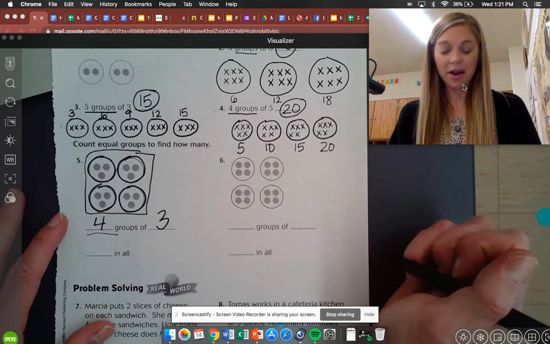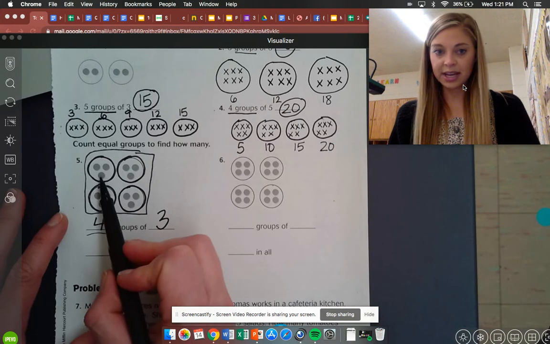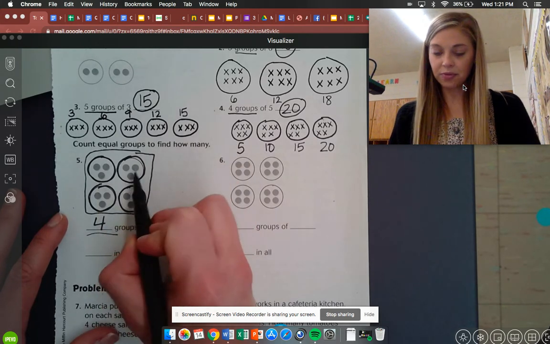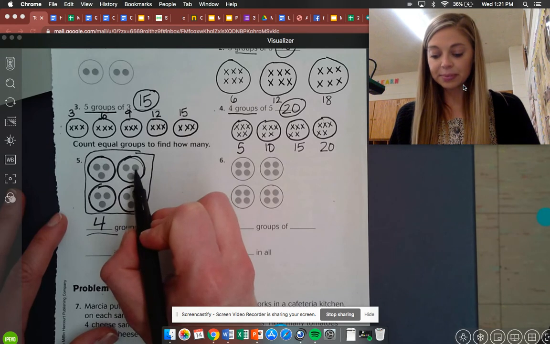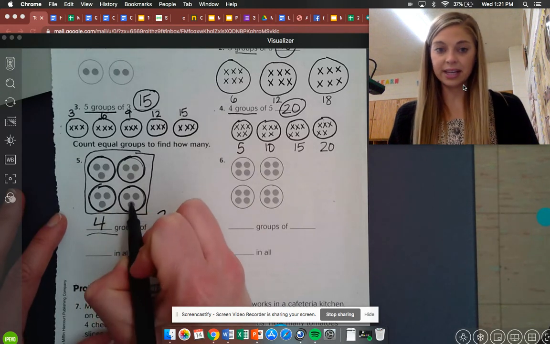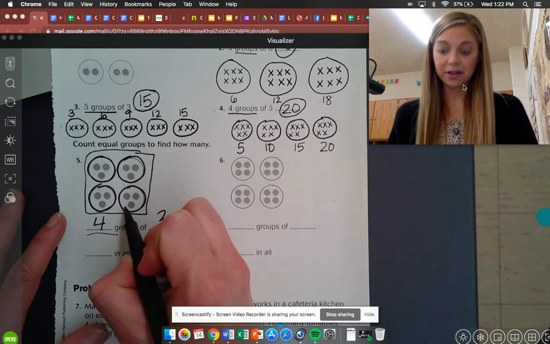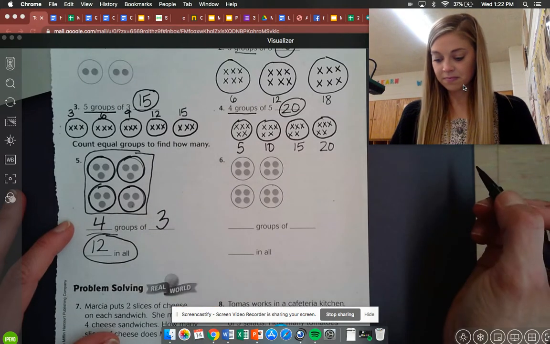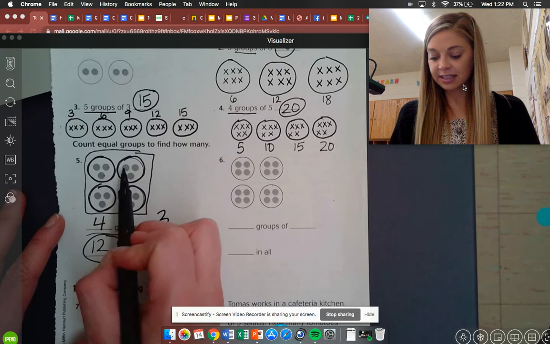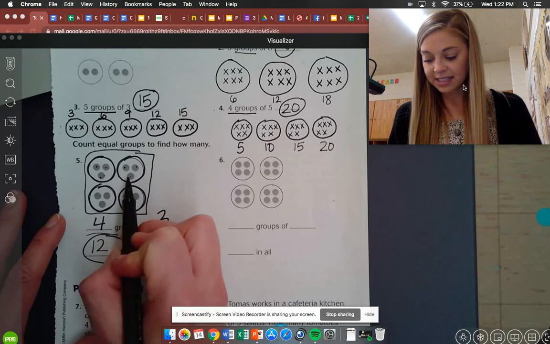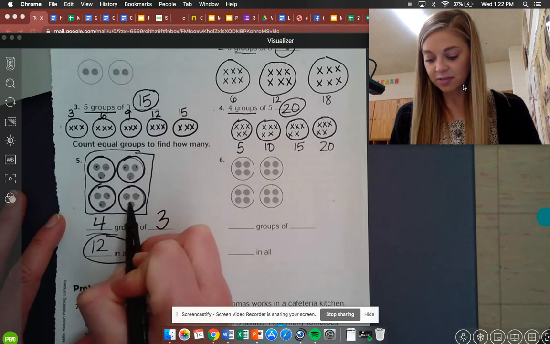This is where we would do our skip counting again. We would do 3. 3 plus 3 is 6. 6 plus 3 equals 9. And 9 plus 3 equals 12. So we have 12 in all. Right? Because if I were to count all of these by themselves, I would get 12. Let's try that. 1, 2, 3, 4, 5, 6, 7, 8, 9, 10, 11, 12. Yep.